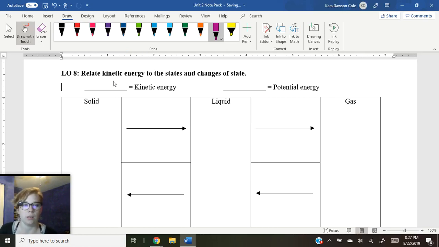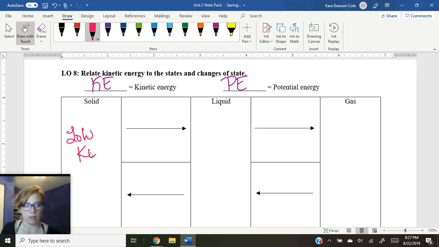So we are on learning objective 8, which is to relate the kinetic energy to the states and the changes of state. We've already done this with the state, so this is really more of relating kinetic energy to changes of state and what's happening there. I'm going to abbreviate kinetic energy as KE, and potential energy as PE. If I've got a solid, a solid again has low kinetic energy, but it has a high potential energy.